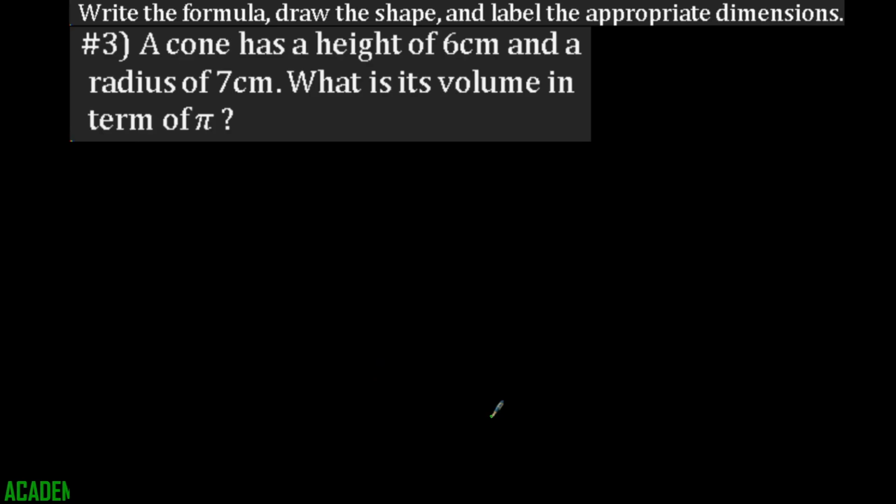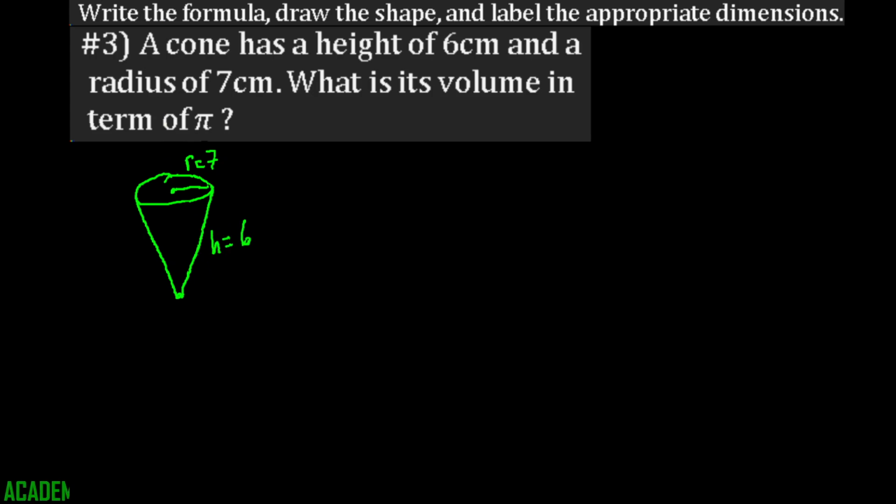All right, moving to number 3. It says a cone has a height of 6 centimeters and a radius of 7 centimeters. What is its volume in terms of pi? So I can write it like this. Here's my circular base, cone on the side, comes to a point. And we're going to say the radius is equal to 7. So r equals 7, and h equals 6.